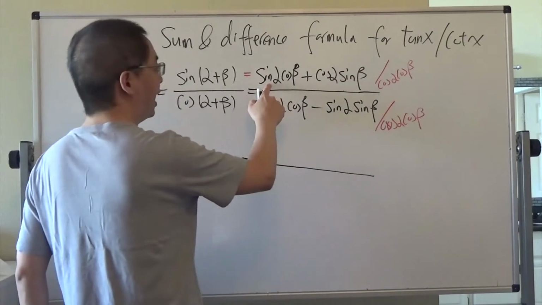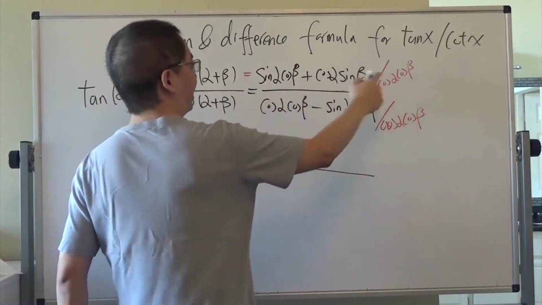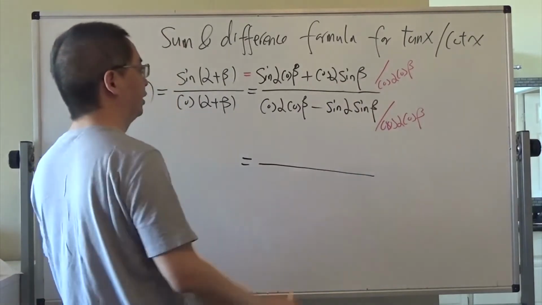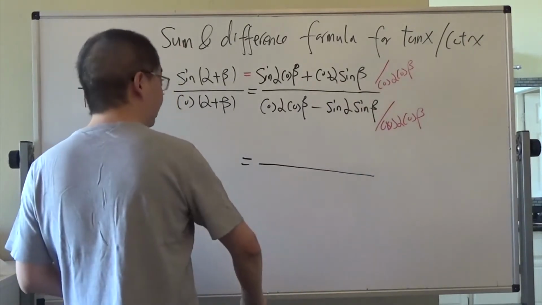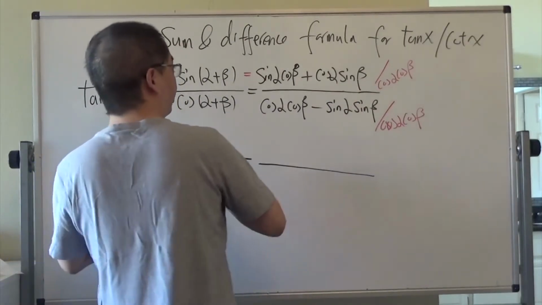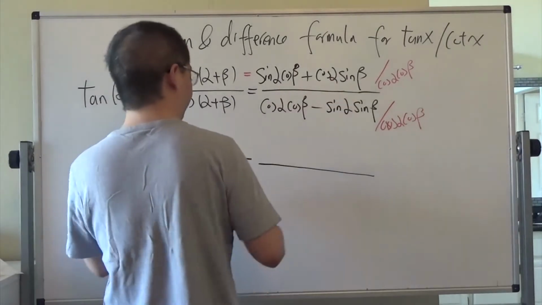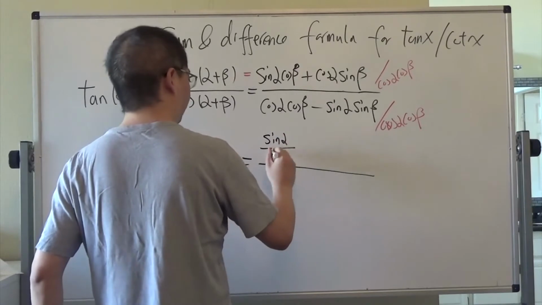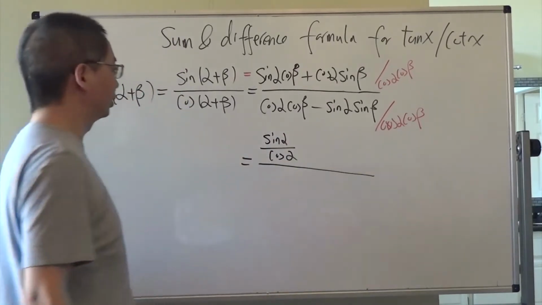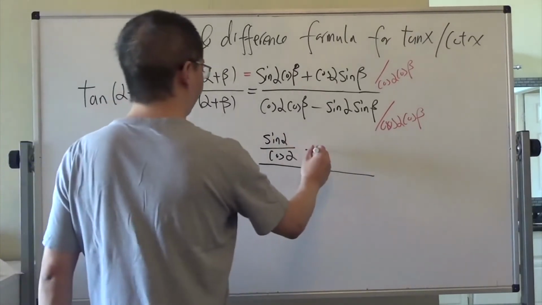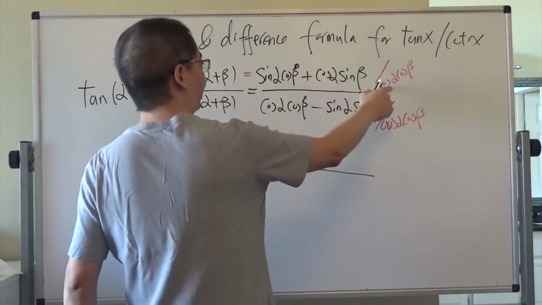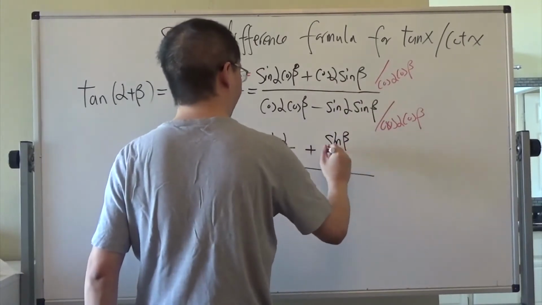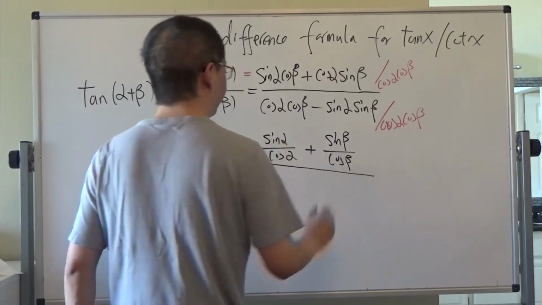Okay. So here sine alpha, cosine beta. So cosine beta cancels with cosine beta. Cosine alpha cancels with cosine alpha. So what do we get? First, here what we get is sine alpha over cosine alpha. That's what we have. And then for this term, cosine alpha cancels with cosine alpha. So sine beta, cosine beta. So that's sine beta over cosine beta.